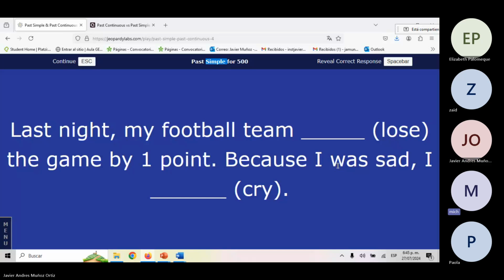Entonces, last night my football team lose the game by a point because was sad. Estoy buscando en la lista que tengo, pero no encuentro. Cry. Regular verb. Hint. Regular verb. Sería cries con ese. Cries.